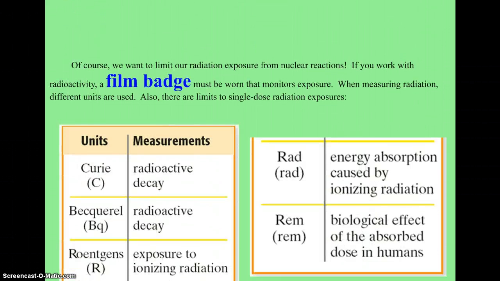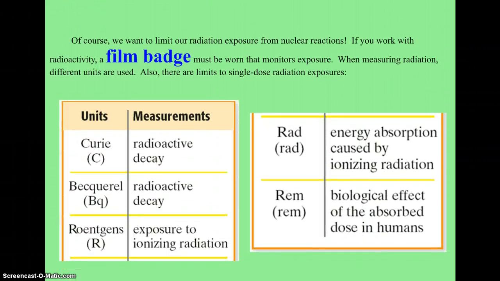Now, if you do work around radiation, typically you have to monitor your exposure with a film badge, because you can't see radiation, can't hear it, can't smell it, can't touch it, can't taste it. And so the only way to know if you're getting exposed to too much is by checking how much you are being exposed to with something like a film badge.